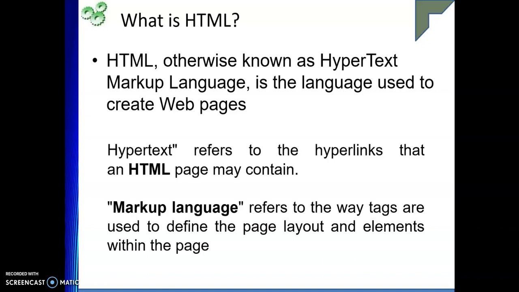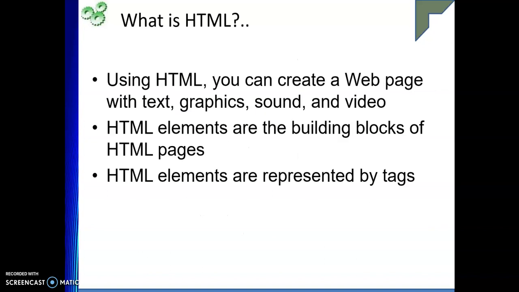So having said this, HTML is a language that is used to create web pages. If anybody asks you in an interview, you have to say it is a hypertext markup language, because hypertext refers to the hyperlinks that you have in that page, and markup refers to the tags with which you define the page layout and elements within the page. So HTML is one type of markup language, having the hyperlinks which help us move from one page to another page. So that's what HTML is.